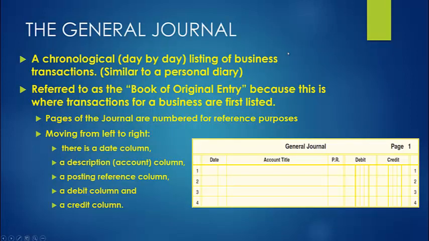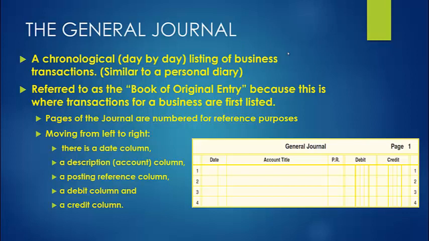Now we'll look at the general journal. Now this is our book of original entry. This is where we first enter our transactions. And the general journal is really like a business diary. It's where we're going to enter all our financial transactions in the order that they occurred.